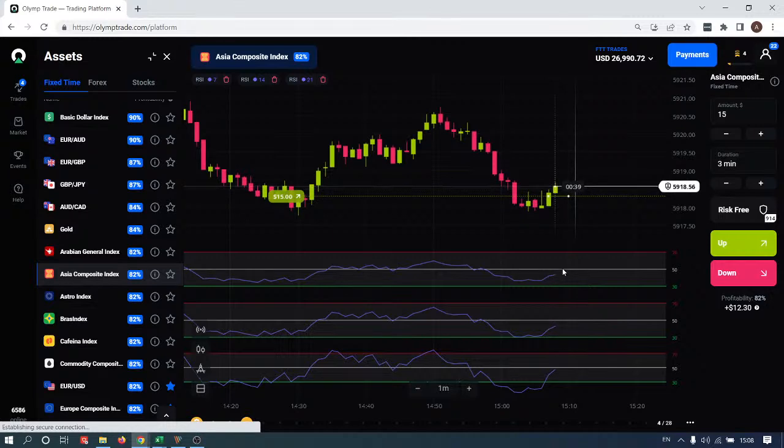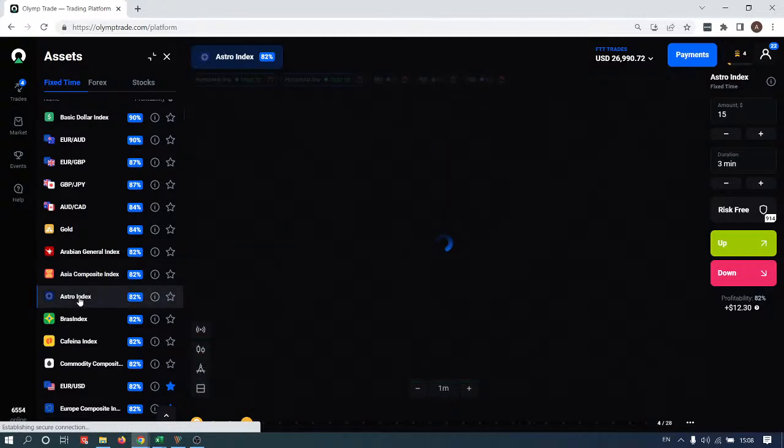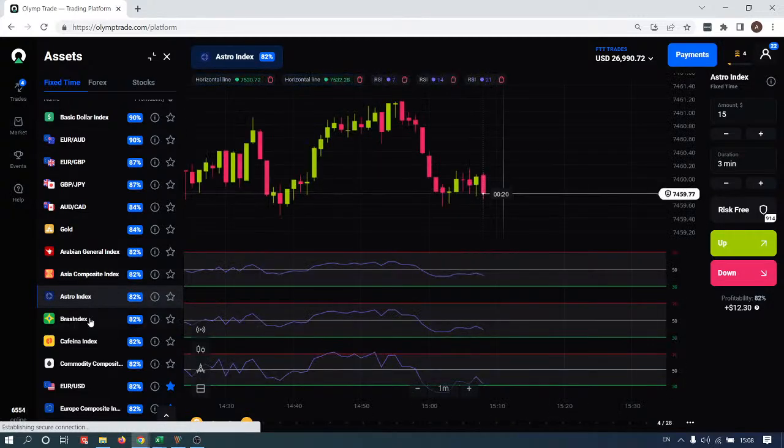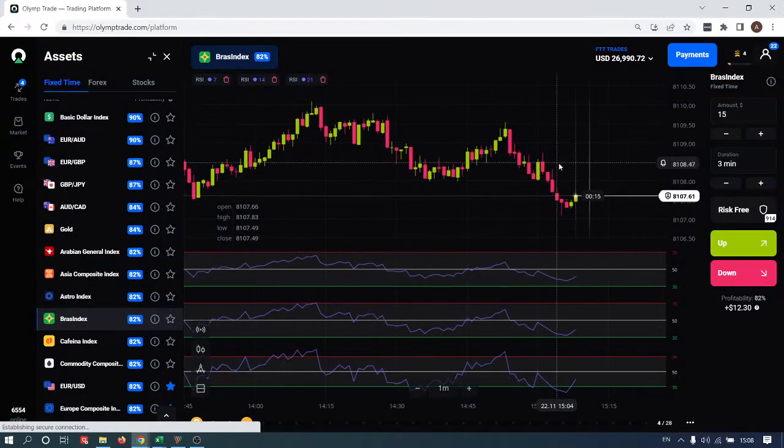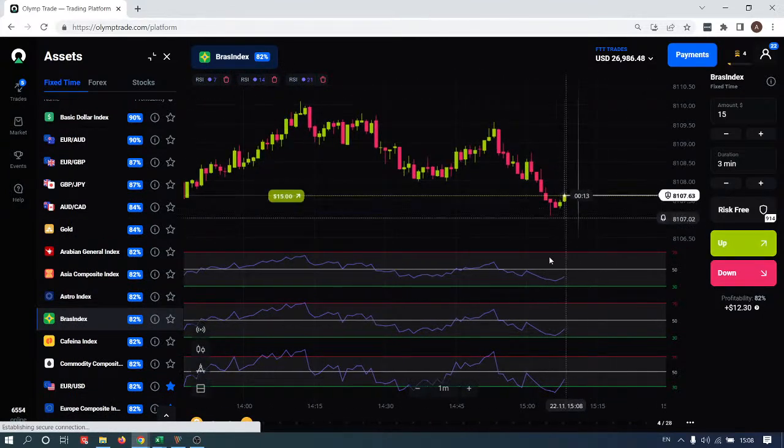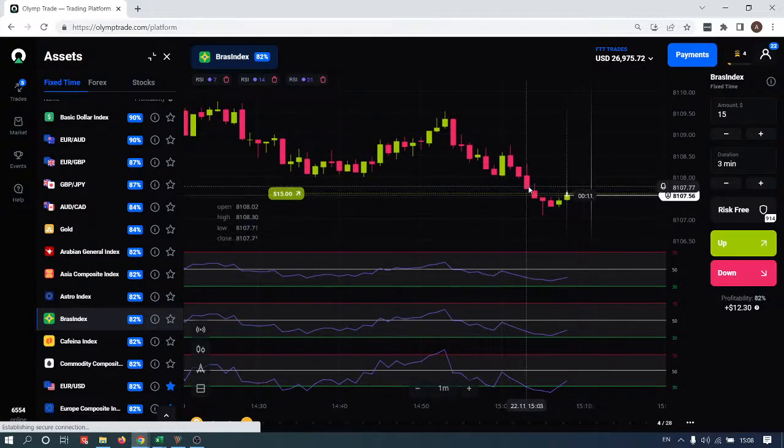So what is the signal from the RSI? The RSI signal comes when the value of the RSI crosses the 30 line from the bottom upwards like this, and the more confirmations we get, the more money we can invest in a trade. It's kind of like that. All right, another signal has just appeared on the Braz index.